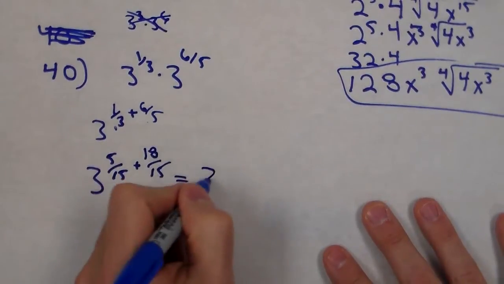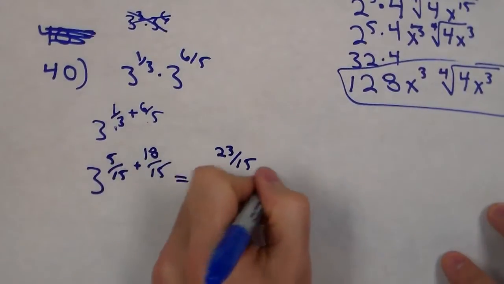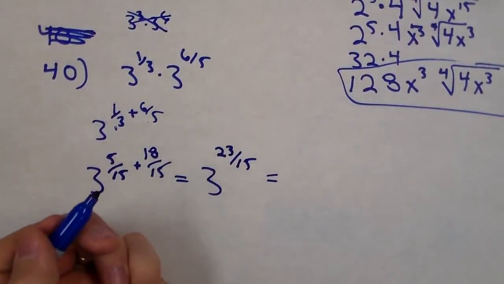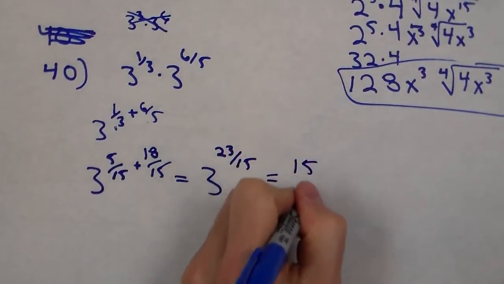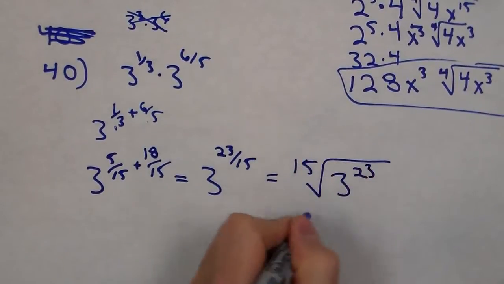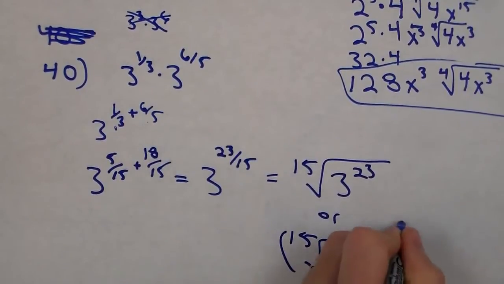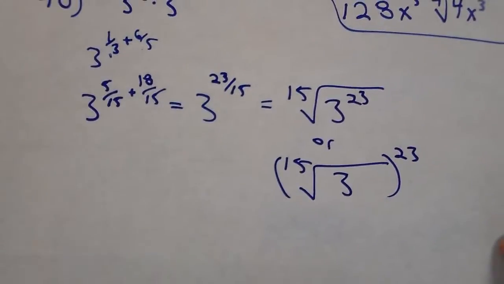And so this comes out to be 3 to the 23/15th, which if we need to write in radical form, will be the 15th root of 3 to the 23rd, or the 15th root of 3 and the 23rd exponent on the outside.